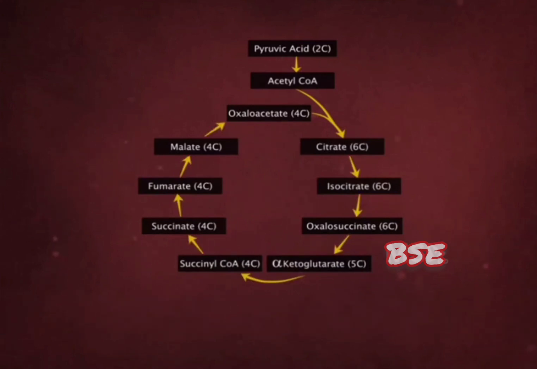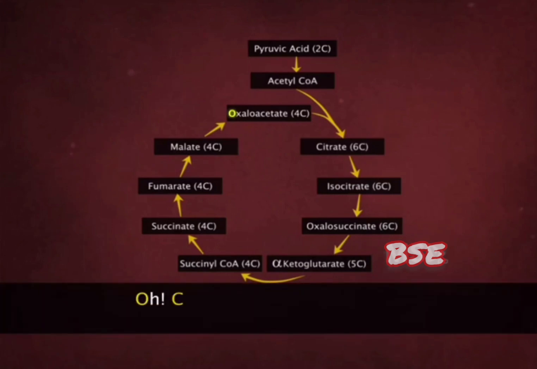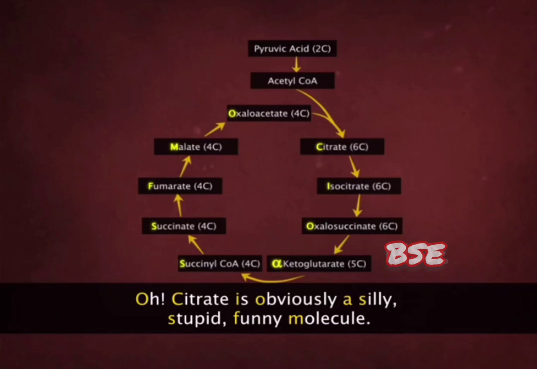The molecules involved in the Krebs cycle are oxaloacetate, citrate, isocitrate, oxalosuccinate, alpha-ketoglutarate, succinyl coenzyme A, succinate, fumarate, and malate. There's a fun way to remember these molecules in their cyclic order. Just remember, oh, citrate is obviously a silly, stupid, funny molecule.